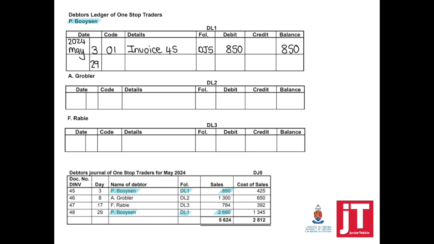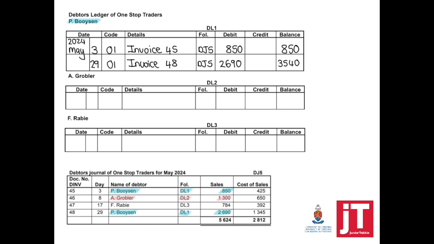The second transaction happened on day 29, code number 01. The source document was invoice number 48 from the debtors journal number 5. And again, what will happen now? From the debtors journal, they owe us more money, on the debit side, 2,690. And now we calculate the new balance. We have to take 850 plus 2,690. And that is the amount which is owed.